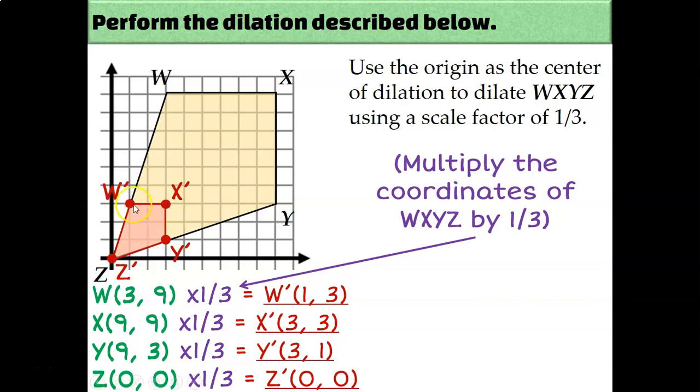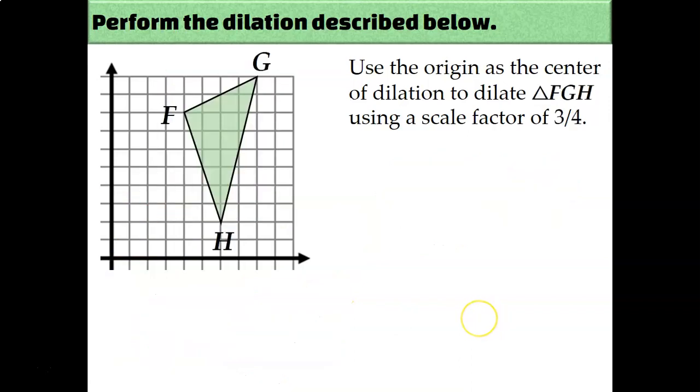Again, you can verify you did it correctly by counting the lengths of a horizontal or a vertical segment. W prime X prime is 2, WX is 6, and yeah, 2 is 1/3 of 6, so it looks good to me. Let's try one that might be a little bit uglier, but we'll use the same process to get to our answer. We're going to dilate triangle FGH using a scale factor of 3/4.